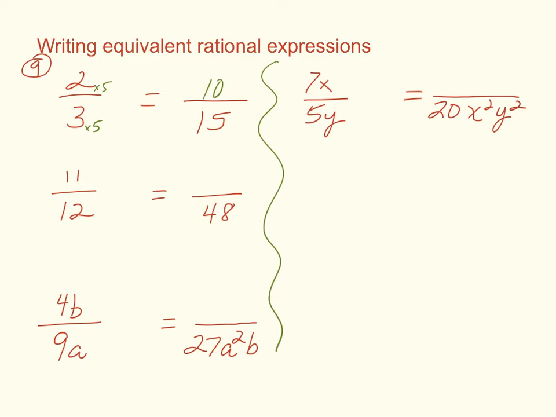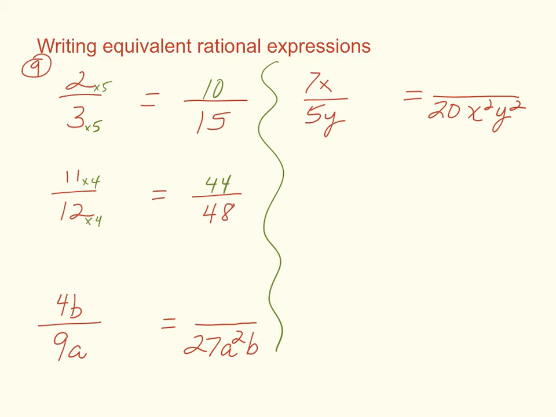So what will the new numerator be for the second one? 11 over 12 equals what over 48? What's the missing factor of 12? 12 times what? 4, right? And then 11 has to be multiplied by 4 as well, so it's going to be 44 over 48. We're building them up. We're doing the opposite of reducing. We have to know how to do this in order to get to the point where we can add fractions that have different denominators.